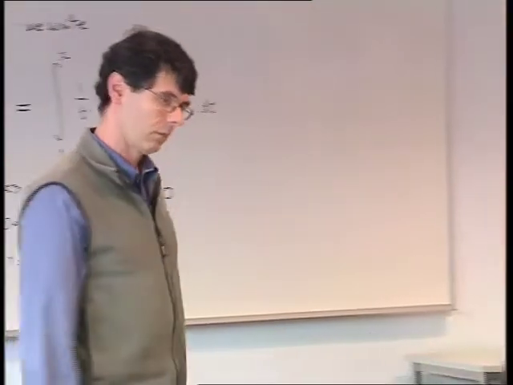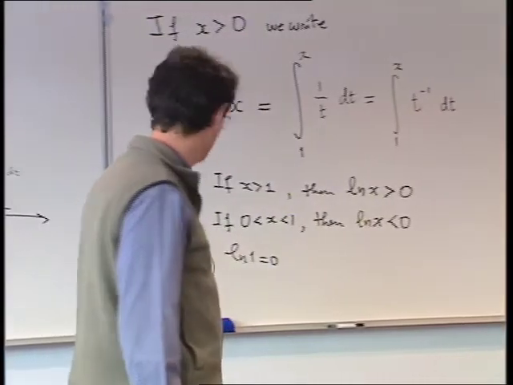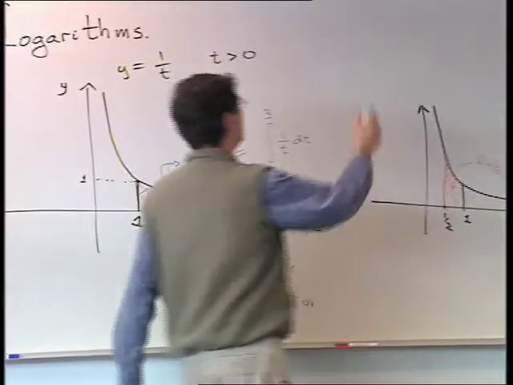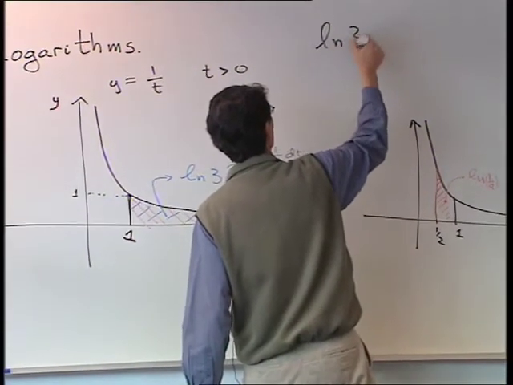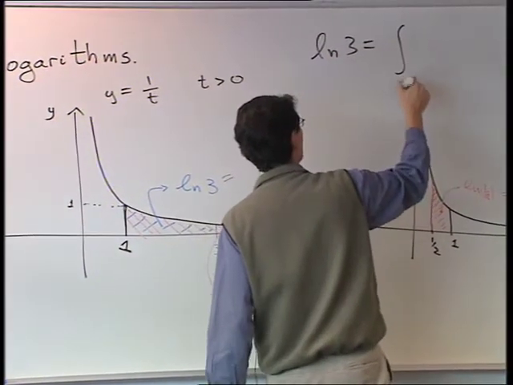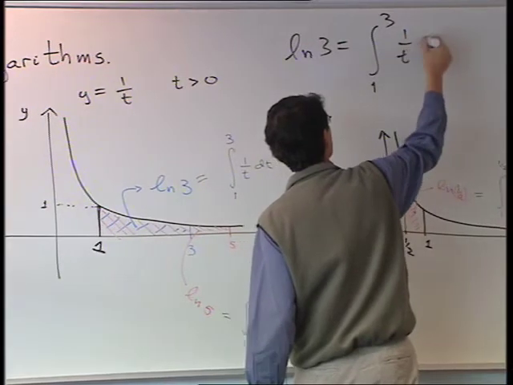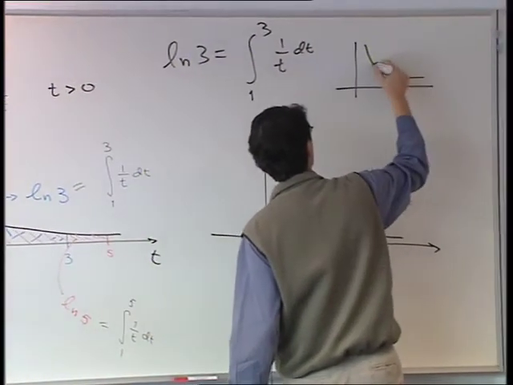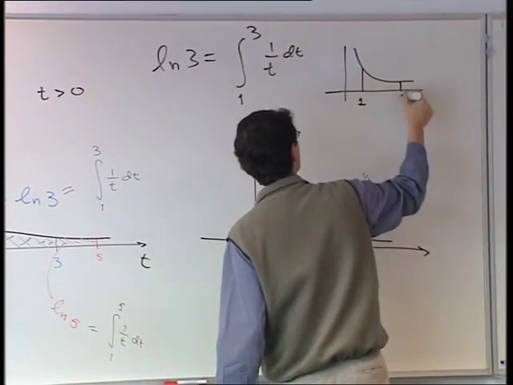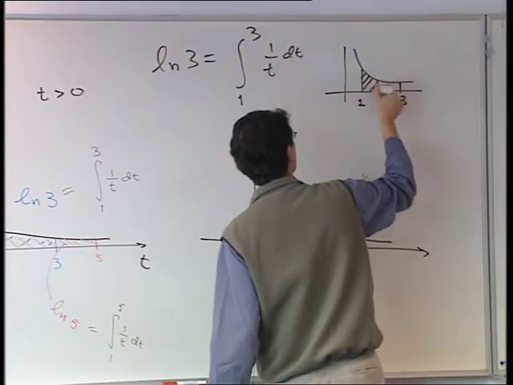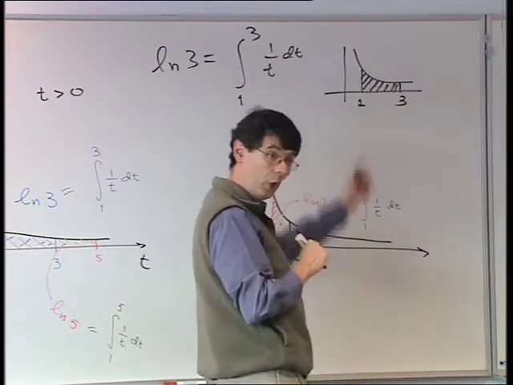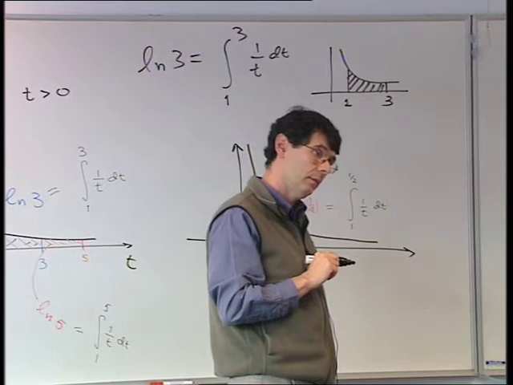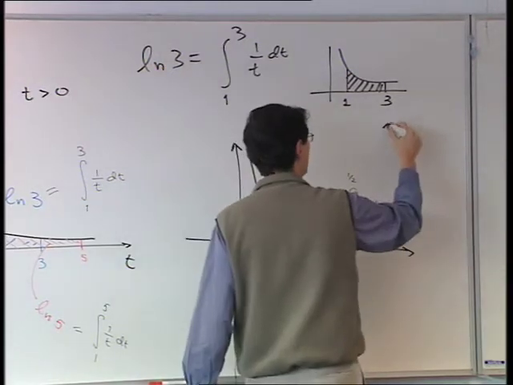Like logarithm of 3? No, log 3 is not 0. Log 3 is the integral from 1 to 3 of 1 over t dt, and it has this picture here: 1, 3. It's this area, and that's a positive area. 1 is a special case. Okay? 1 is a special case.